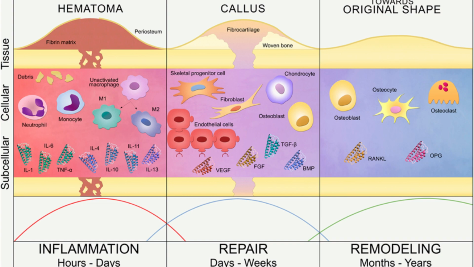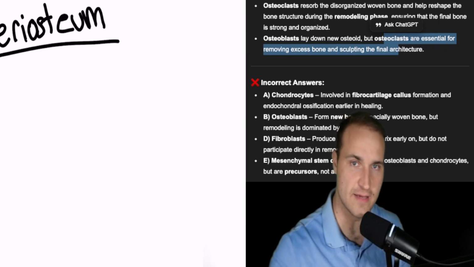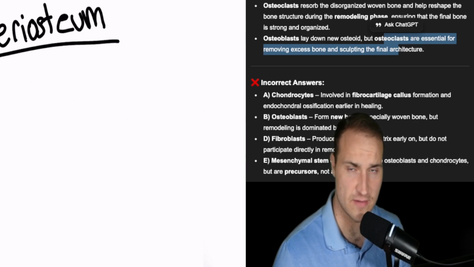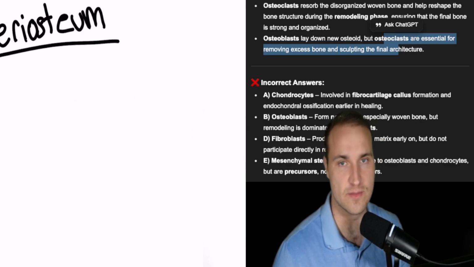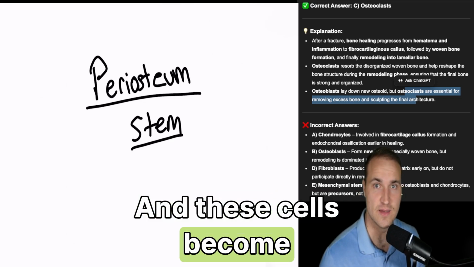And I think it's important to talk about the periosteum. That's a thin but very tough outer layer that covers the bones. It's like a protective sleeve that the bones wear. It contains mostly blood vessels, but also nerves and, most importantly, the stem cells. These are the osteoprogenitor cells, and these cells become osteoblasts.